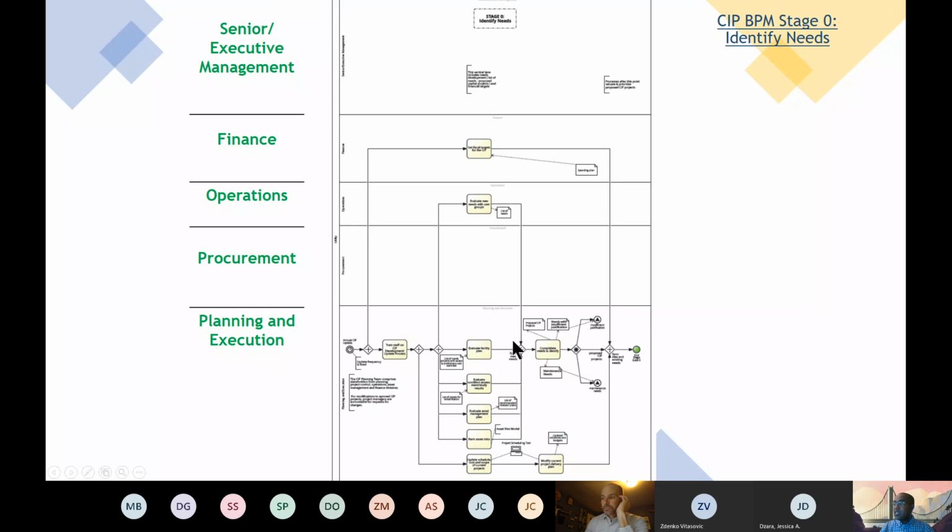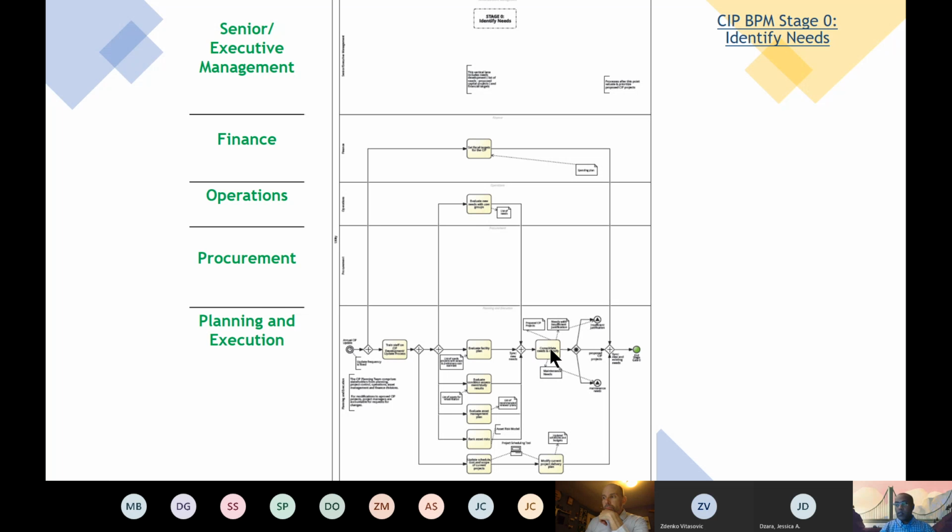So at the end of this needs identification, there is a consolidation of all the needs that are submitted. For example, in DC Water, there is a CIP capital validation form, and there is a capitalization policy. So based on that policy, not every need qualifies to be a capital project.